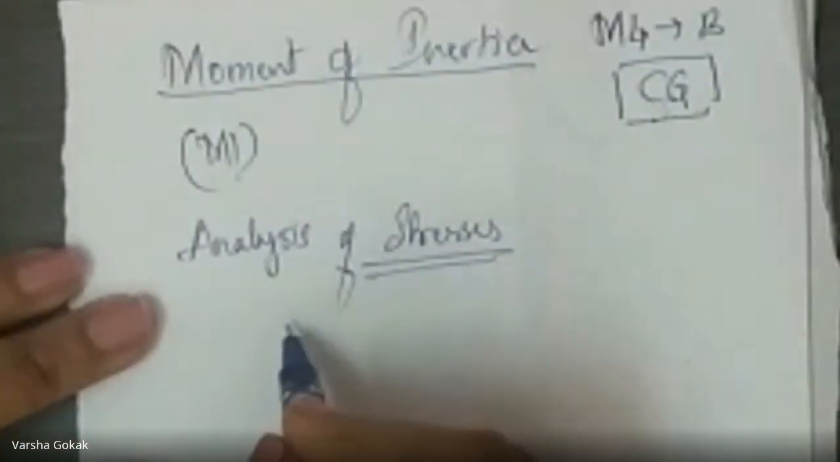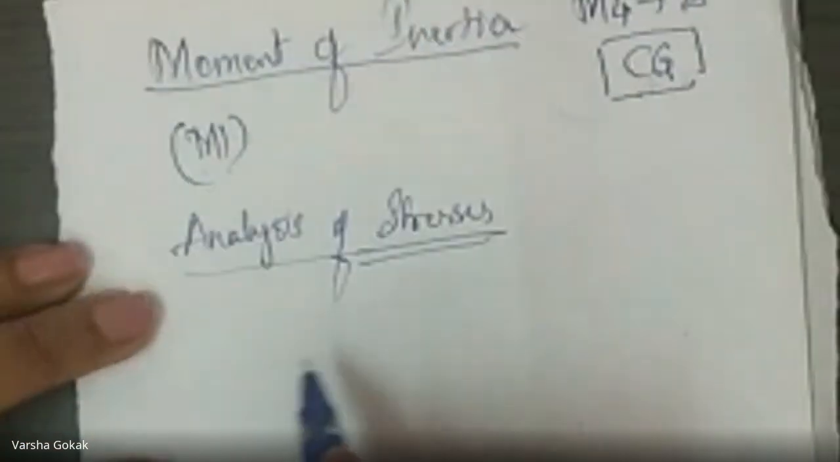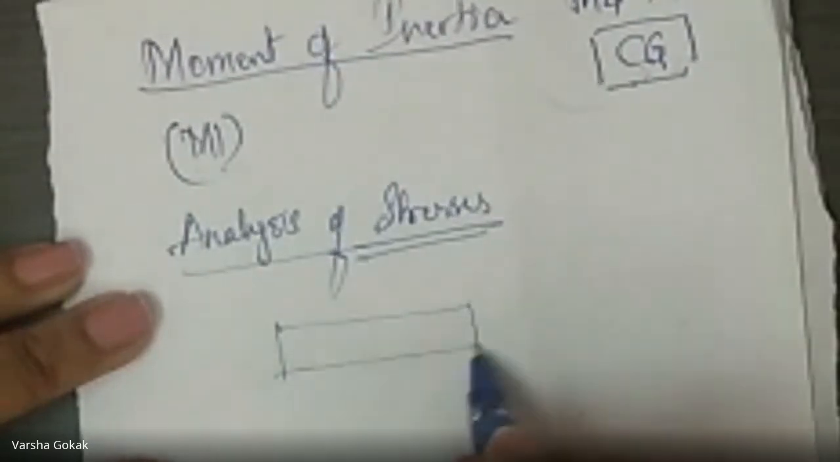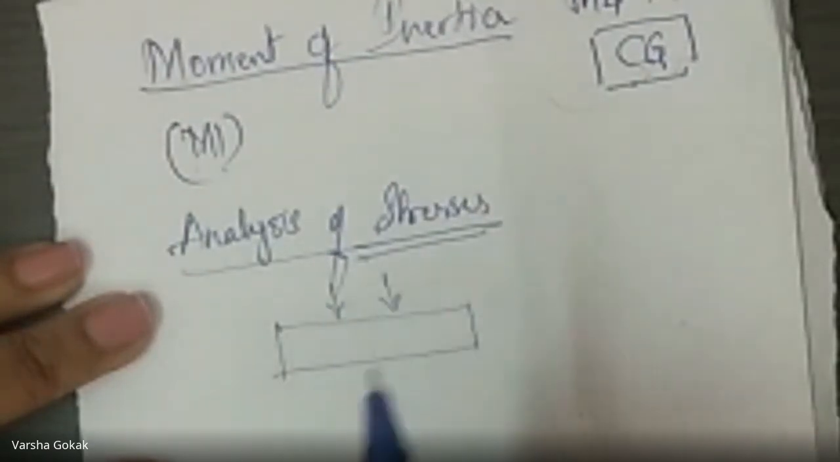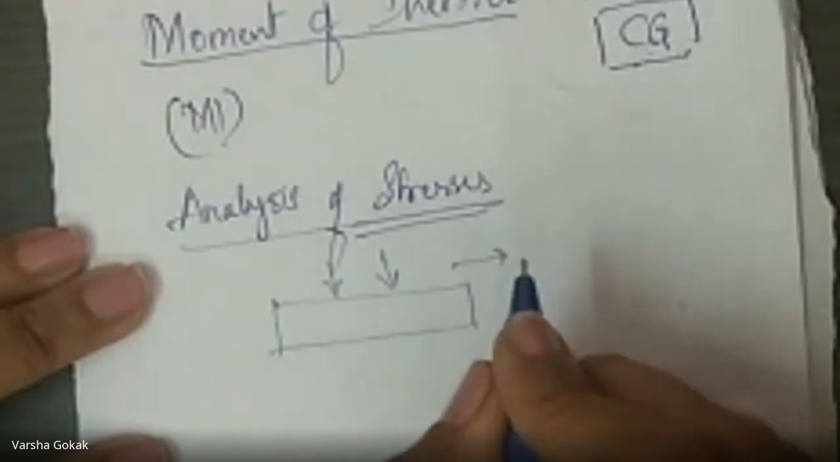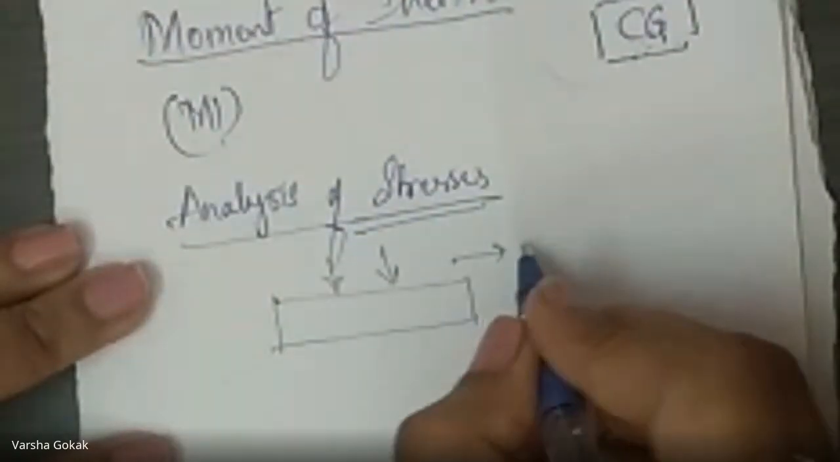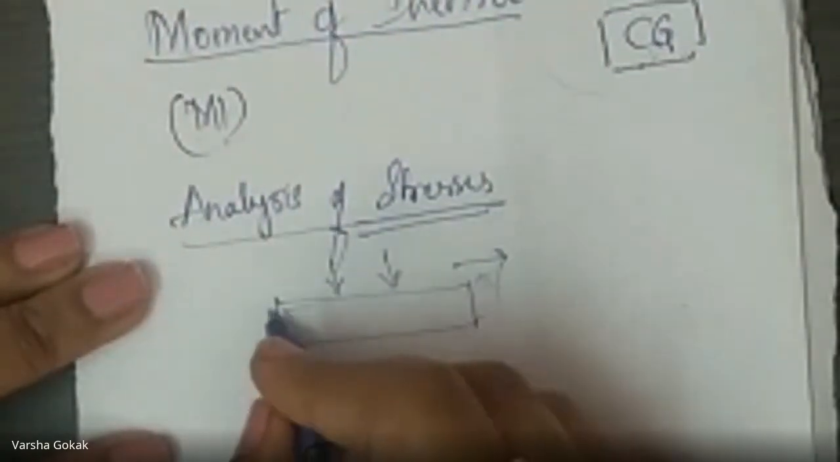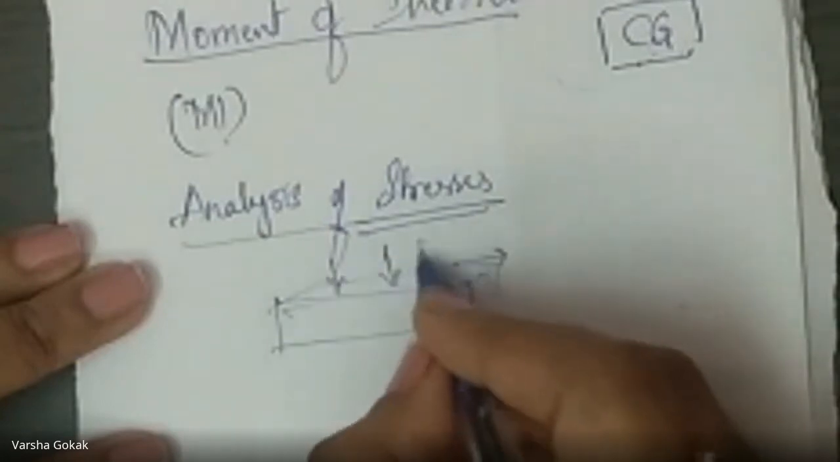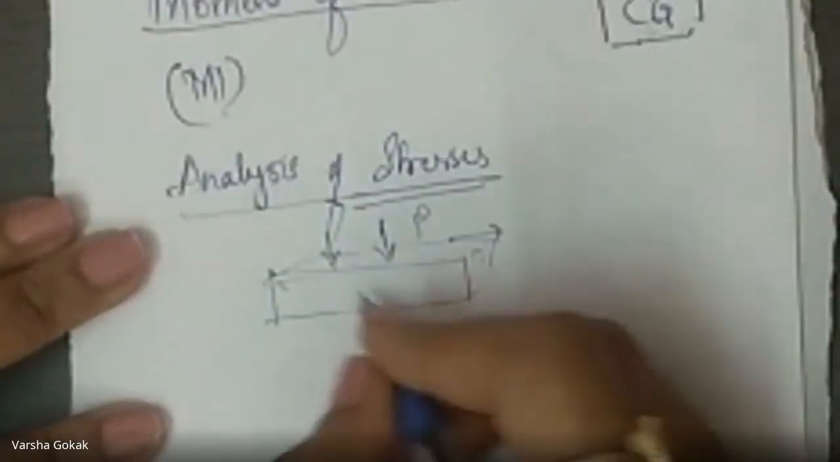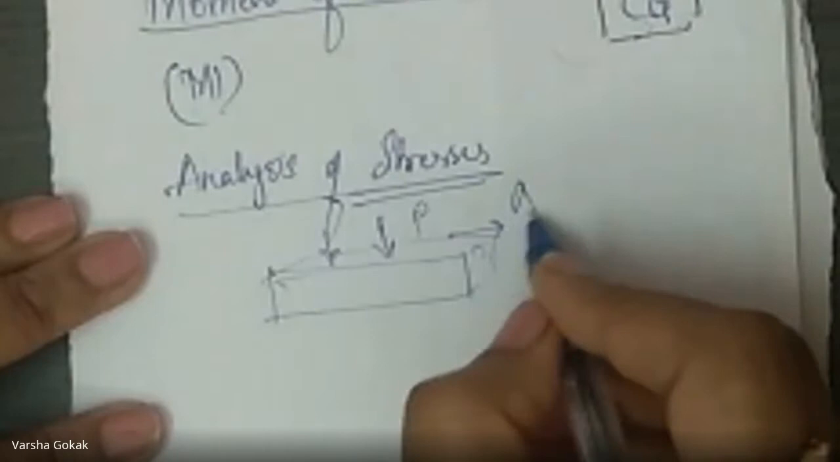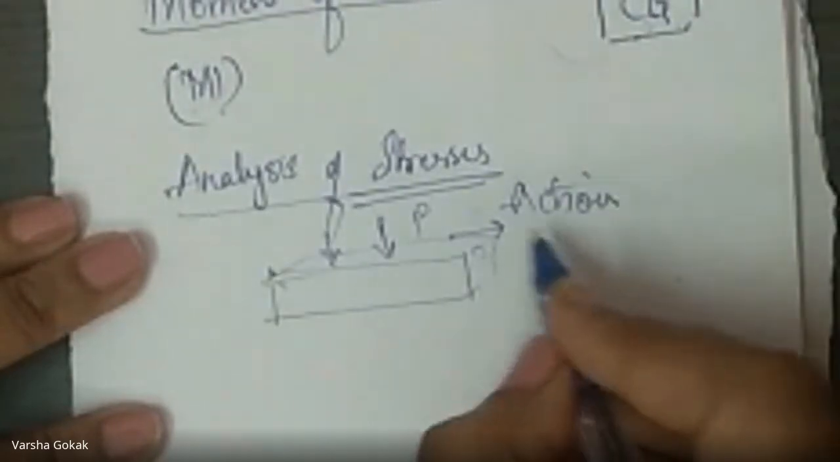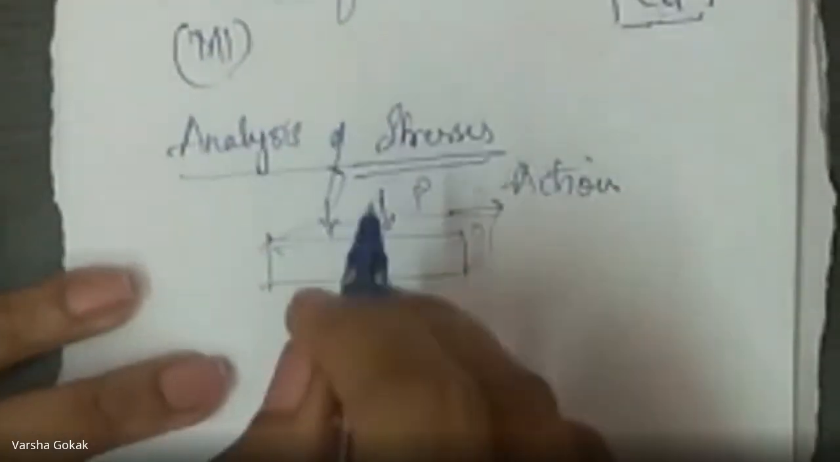I'm from a civil engineering background, so I'll give you a civil engineering example. We are aware of Newton's third law, that is, for every action, there is an equal and opposite reaction. So when there is a beam, and a load P is applied on the beam, this load becomes the action on the beam. The load is acting as an action on the beam.